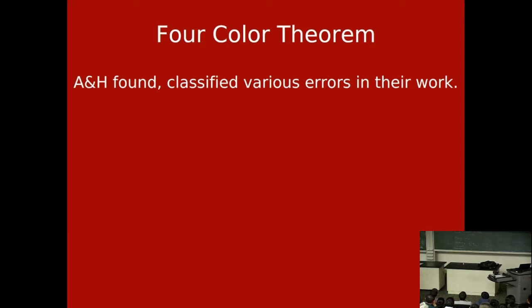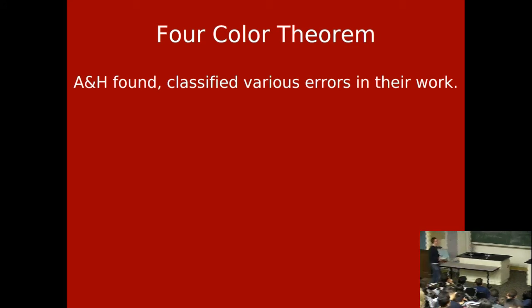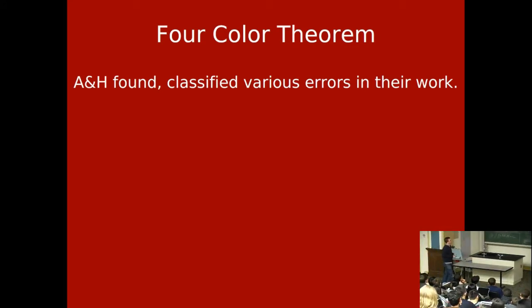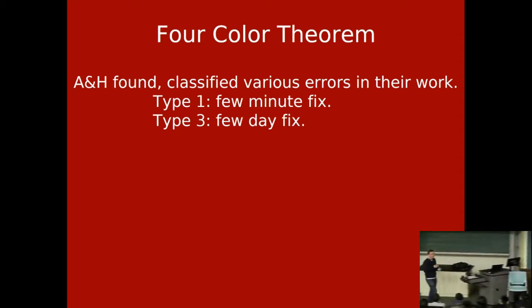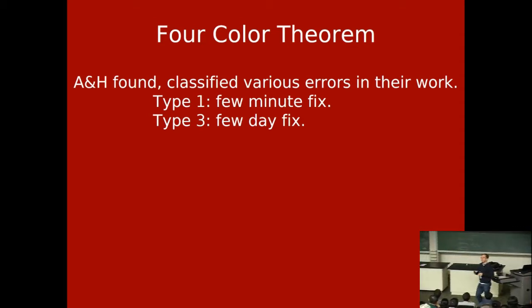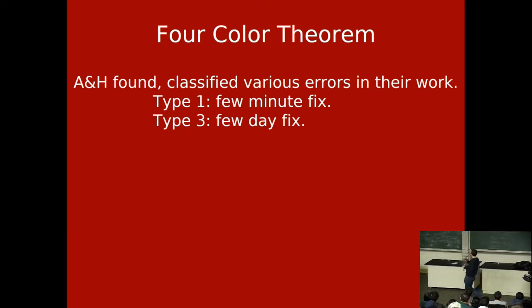So Appel and Haken, after they published their first result, went back and found some mistakes in their work, in how they organized the cases. They called them type 1, type 2, or type 3 mistakes. I don't know where type 2 went, but they found empirically that whenever they found a type 1 error, they could fix it in a few minutes. Whenever they found a type 3 error, they would usually be able to fix it in a few days.